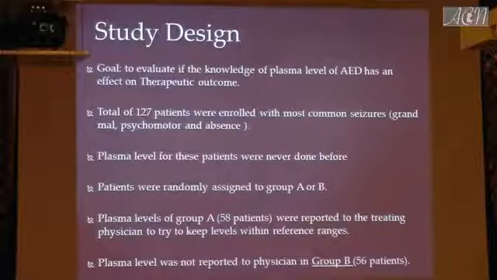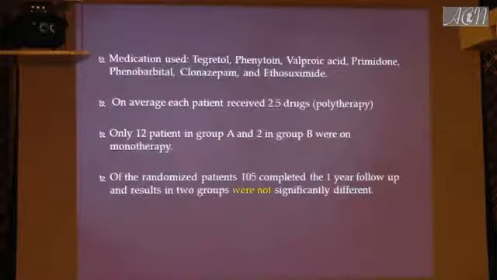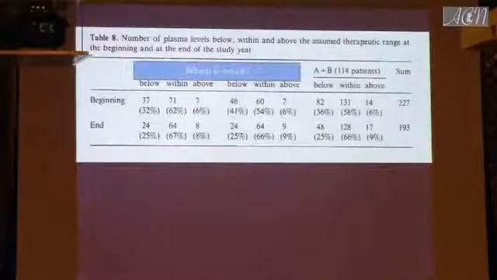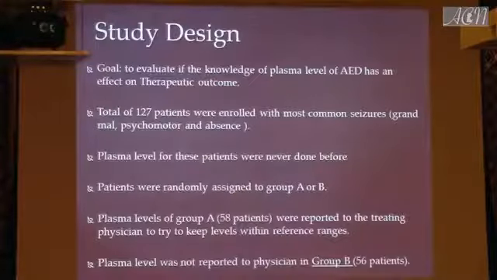Plasma levels for these patients were never done before. Patients were randomly assigned to group A or group B, and the plasma level for group A, 58 patients, was reported to the treating physician, and I want you guys to pay attention to "reported to the treating physician." So they told the physician, this is the level, please act on it. In group B, they did not tell the physician the drug level. The plasma level was not reported in group B.